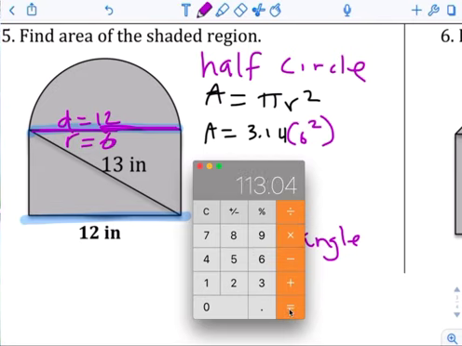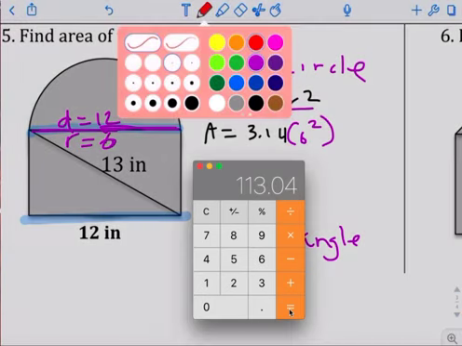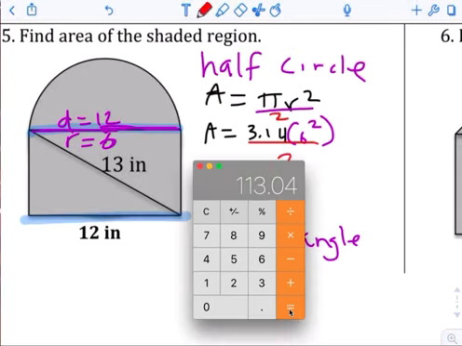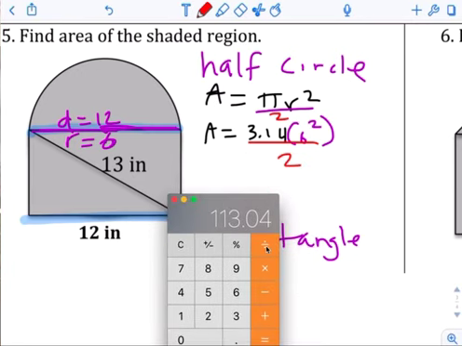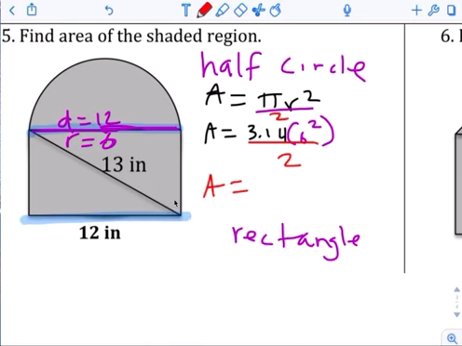Always do the exponent first. So you need to remember this is half a circle, so you divide by 2. Okay, make sure you divide that answer by 2. Area equals 56.52 inches squared. Then you do the rectangle.